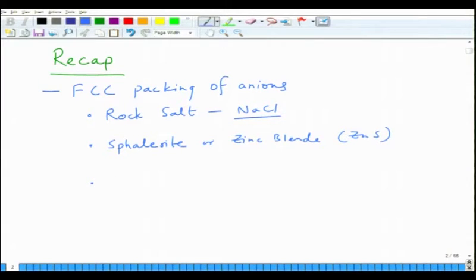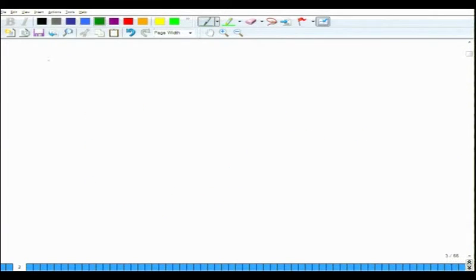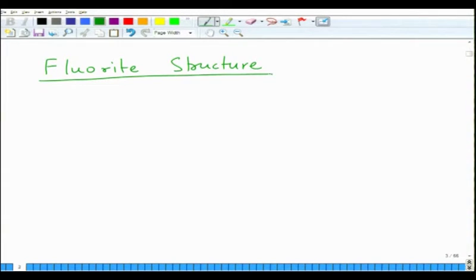And then we started discussing the fluorite structure. This also includes fluorites or antifluorites, which we will discuss while we discuss the fluorite structure. So we started discussing this. The fluorite structure is based on a parent compound, CaF2.